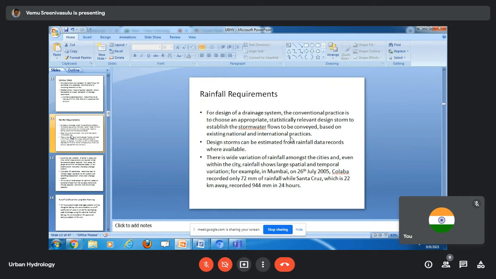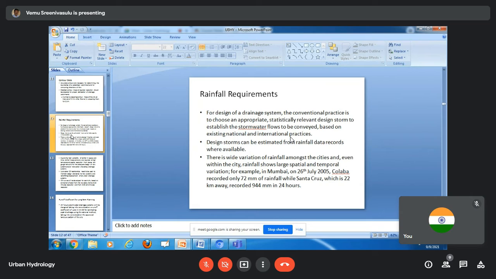Next is the rainfall requirement. For design of a drainage system, the conventional practice is to choose appropriate statistically relevant design storms to establish the storm water flows to be conveyed, based on existing national and international practice. Design storms can be estimated from the rainfall data records where available. There is a wide variation of rainfall among cities and even within cities, so rainfall shows large spatial and temporal variation.